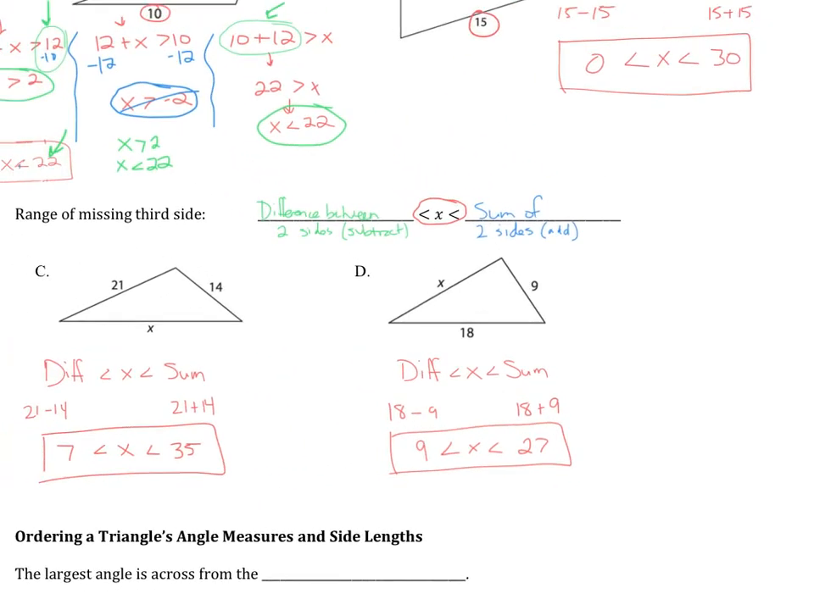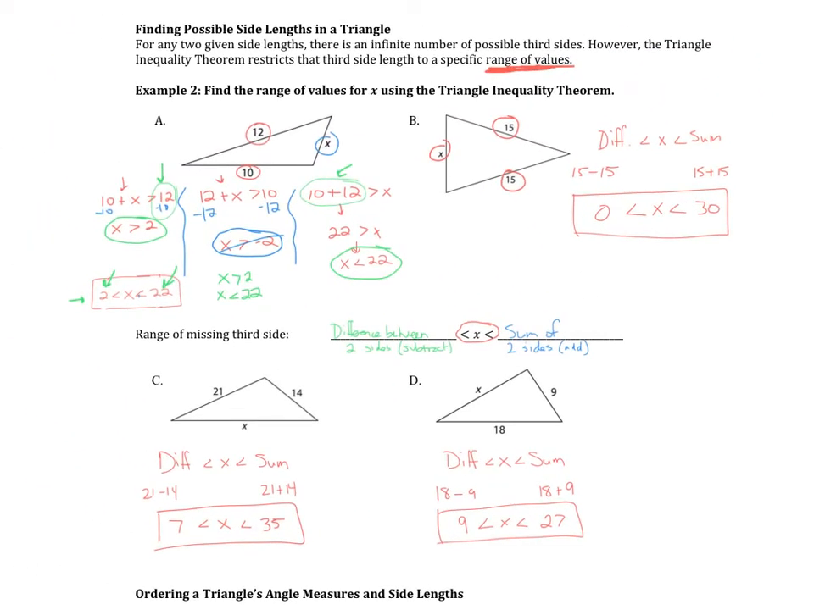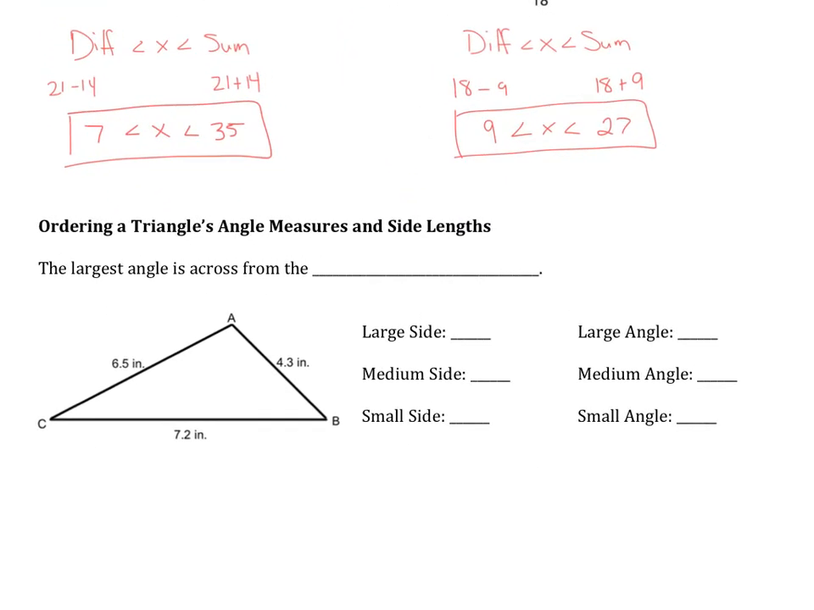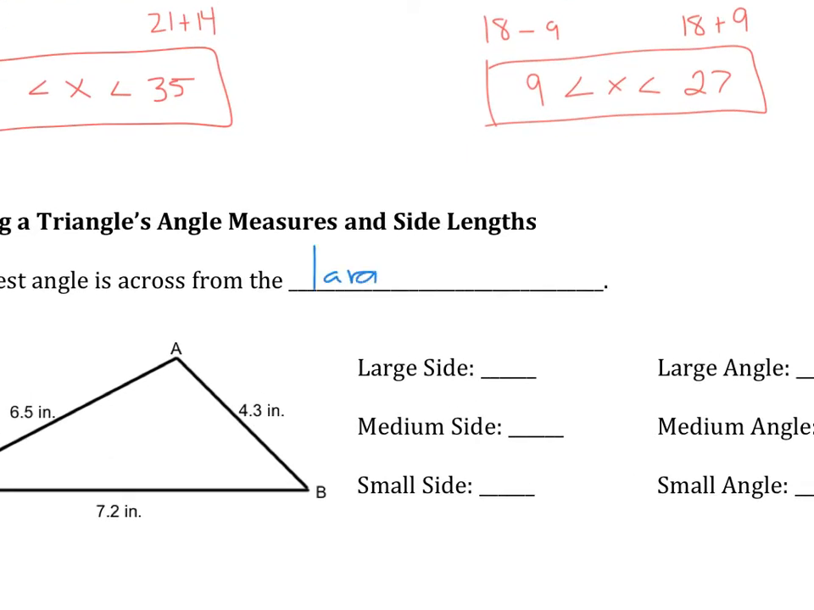Okay. So again, that is if we have two of the sides and we're trying to find that missing third side. If we don't know what that third side is, I can't say exactly what it's going to be, but we can say that it's going to be in between these two values. It's somewhere in this range of numbers. Now, the last section here, ordering a triangle's angle measures and side lengths. So now we're showing the relationship between the angles and the sides. The largest angle, naturally, is going to be across from the largest side.